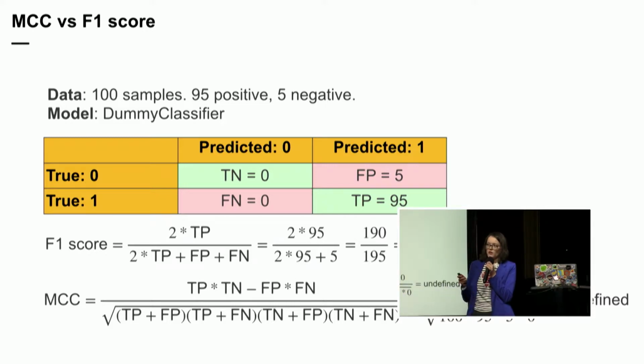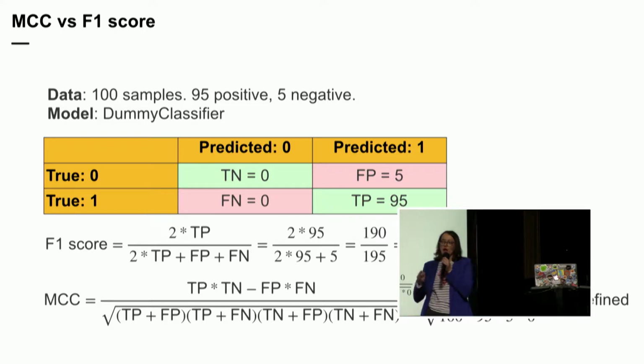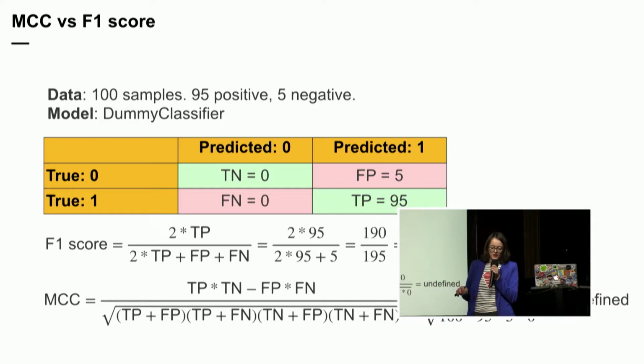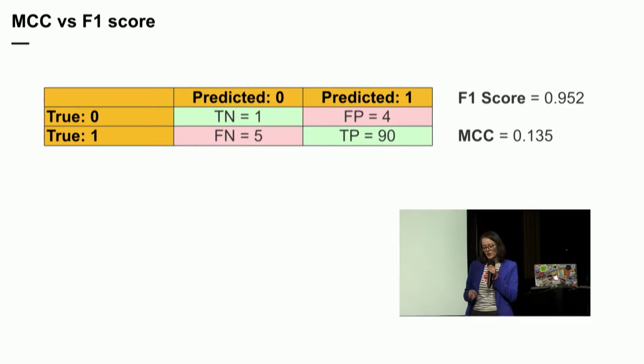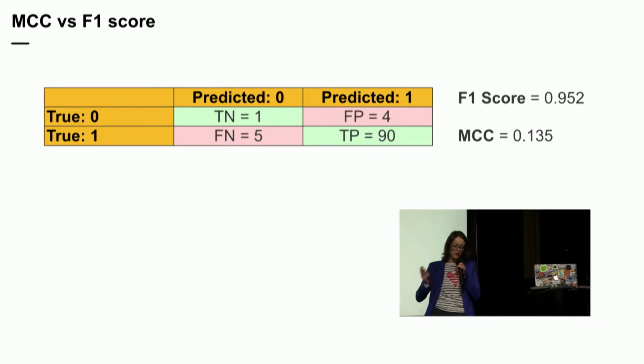And among all 3 metrics, accuracy, F1 score, and MCC, only one of them gave you a red flag that something fishy is going on with this model. And it is, because it's a dummy classifier that doesn't really do anything. Here's another example. We're going to take a slightly more interesting case. So now we have a model that actually predicts something, so that we have some true negatives, some true positives, some false positives, and false negatives.